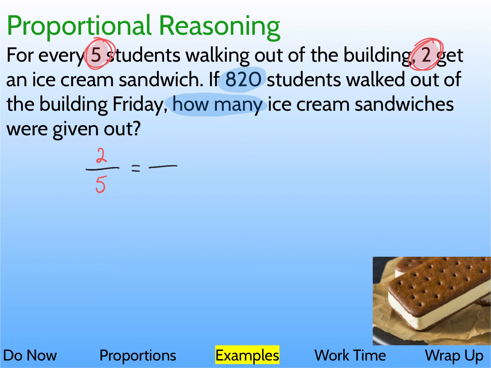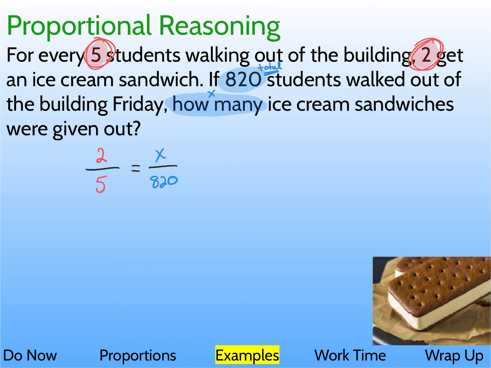So 820 students, remember that's the total. So that's going to be on the bottom because 5 was the total. So we keep the totals on the bottom. And then the ice cream sandwiches, we don't know how many, so that's just going to be x.